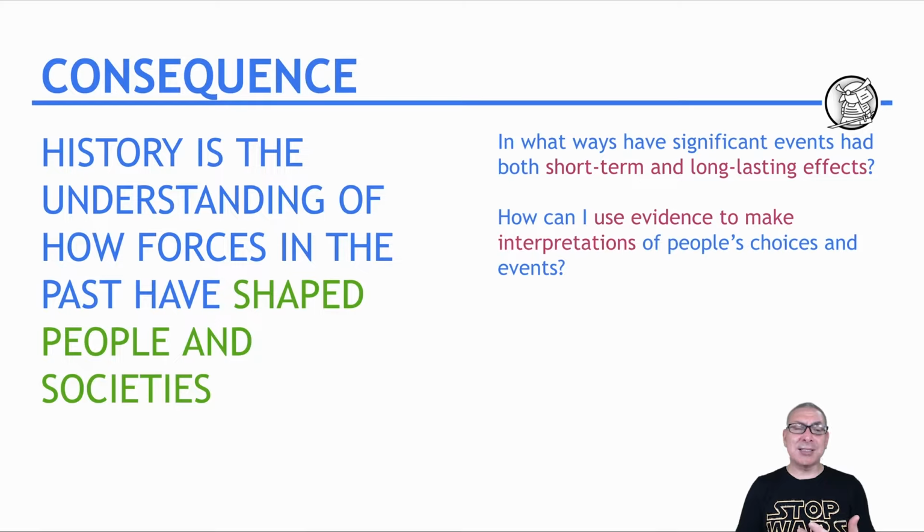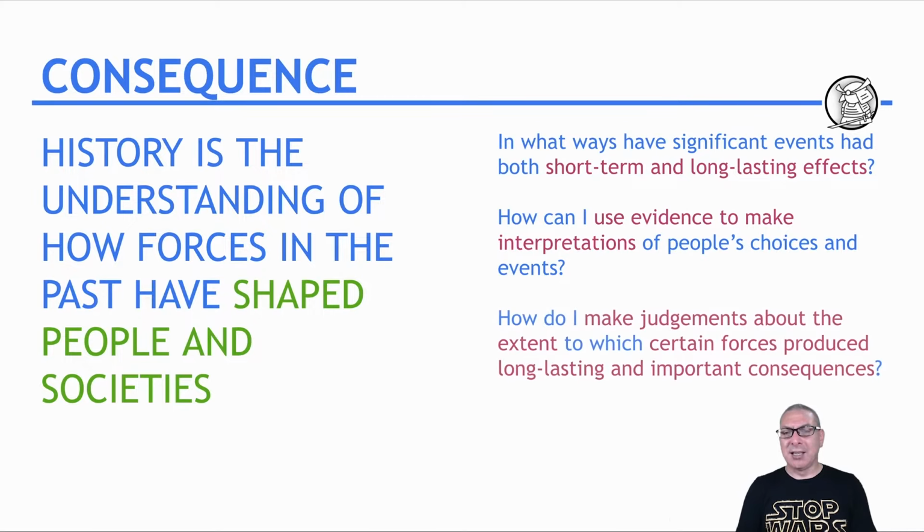How can I use evidence to make interpretations of the choices people made or the choices groups made and events and how they unfolded? And how do I make judgments about the extent to which certain forces produced long-lasting and important consequences? And again, you can't write everything on an exam, so you have to figure out which ones were important.